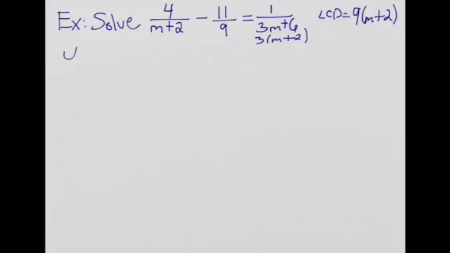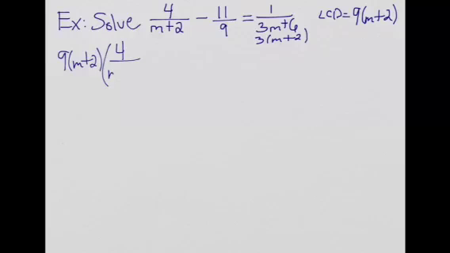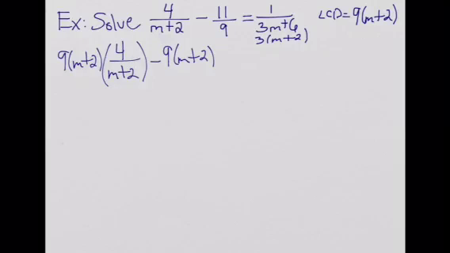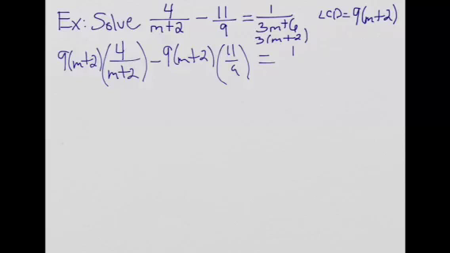So I'm just going to write that out now. So we have 9 times m plus 2 times 4 over m plus 2, minus 9 times m plus 2 times 11 over 9, and that's equal to 1 over 3m plus 6 times 9 times m plus 2.